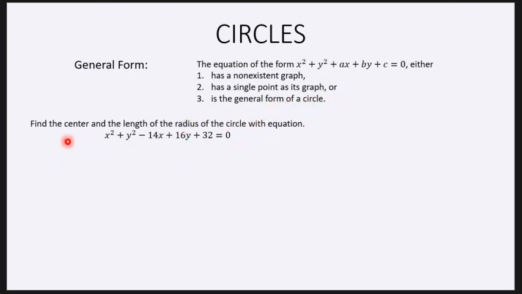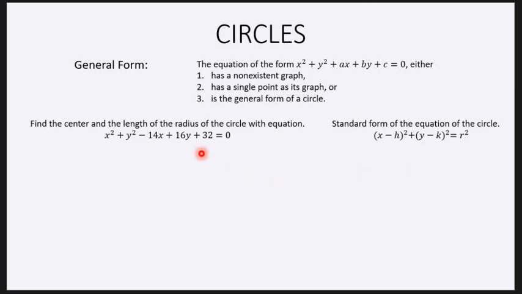They want me to find the center and the length of the radius of the circle with this equation. To find that, it would be easier to have it in the other form, standard form. In standard form, I know that (h, k) is the center, and this number over here is the square of the radius. So I can take the square root of that number to find the radius. I'd rather have this equation in this form.